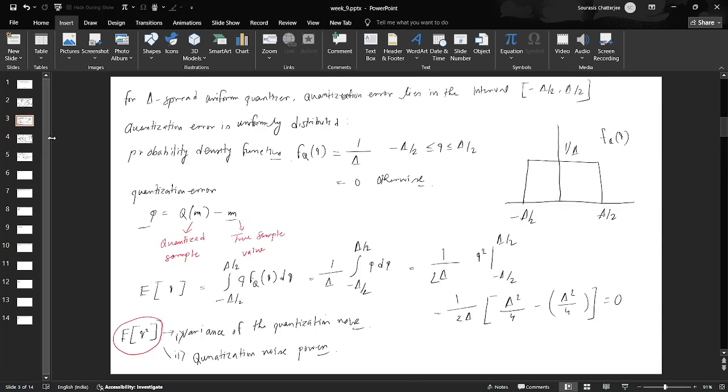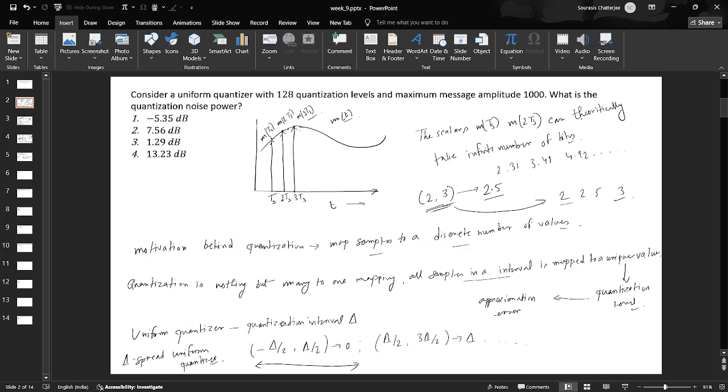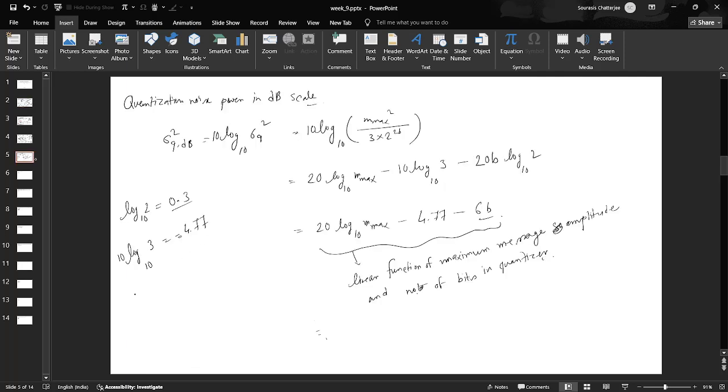So what we see here is that we have 128 quantization levels. That means B here is log base 2 L, that is log base 2 128. We know 2 to the power 7 is 128, so basically B is 7. So we need 7 bits per sample for this particular quantizer, which has 128 quantization levels. And M max is also given, the maximum message amplitude, as 1000.